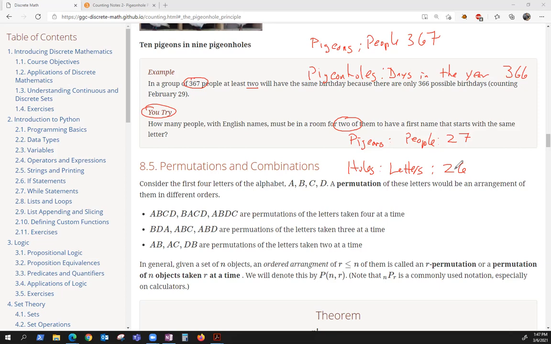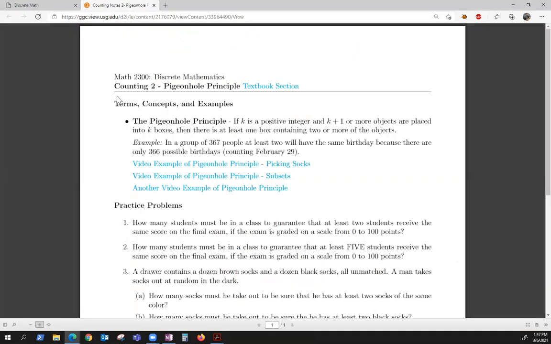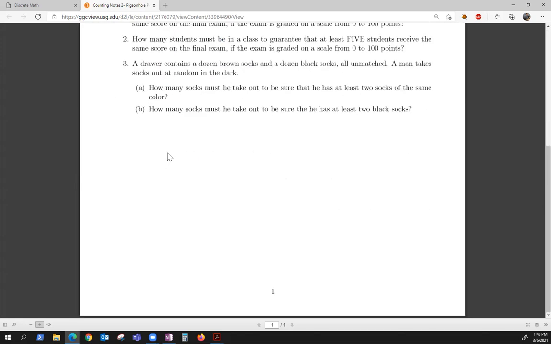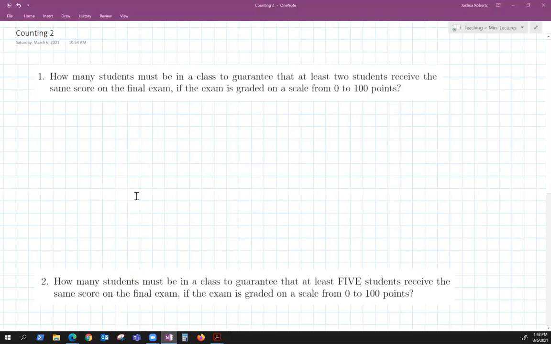Now, we are going to, in the practice problems, see how we can expand this just a little bit, but this is really it. This is the primary idea. Okay, let's look at the notes. This really is a case where watching the videos will give you a lot of information because there are 3 more examples applying the pigeonhole principle, and then all of these practice problems. Let's do a couple of them.